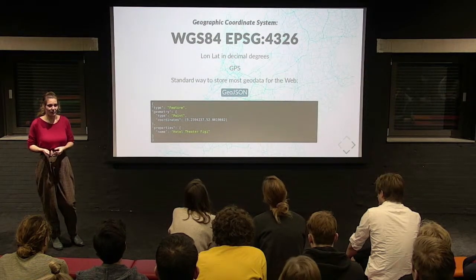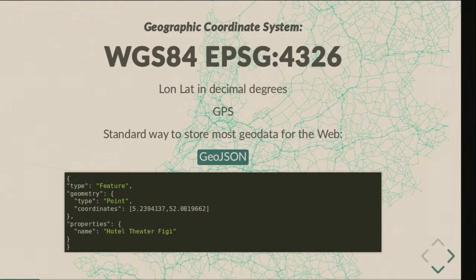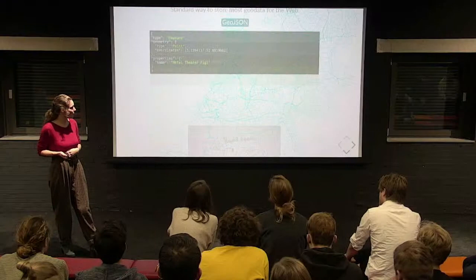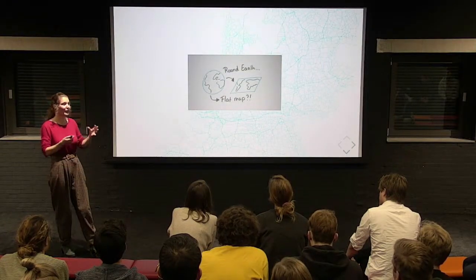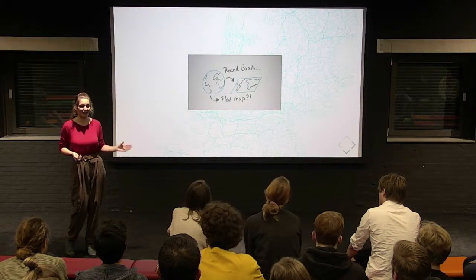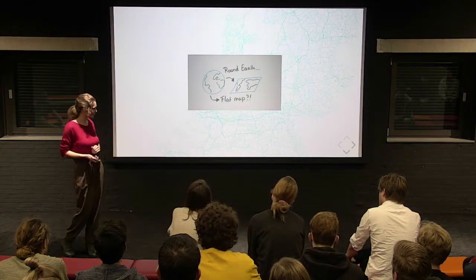The most common system that people use is the WGS84 system. This is also the system that's used by GPS, and we measure location in longitude and latitude in decimal degrees. Also for web visualizations, GeoJSON is a file format which is mostly seen, and it is standard in WGS84. But still, we're talking about a 3D model, about our coordinate system. How do we get this to a flat map or a flat screen?